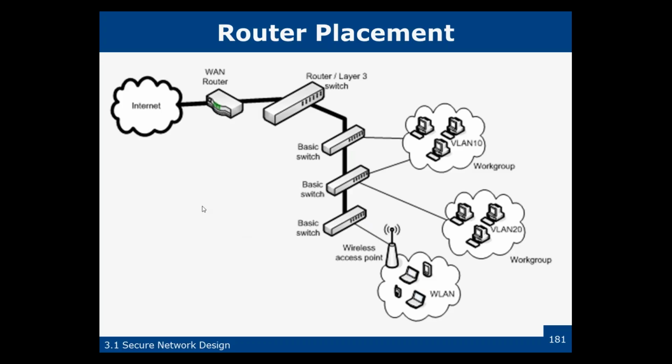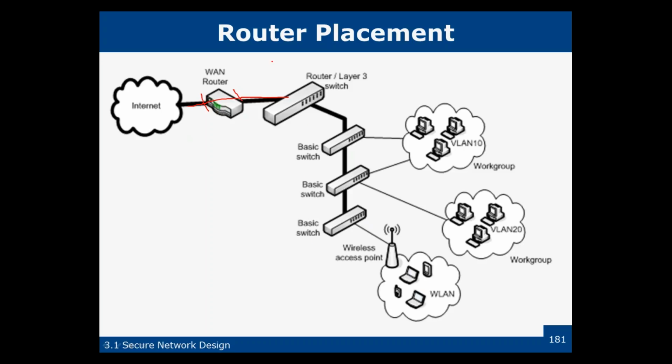This is a router placement. Where do we want our routers to be? In this case, we have a WAN router. This one goes to the internet, the one that's going to translate the Ethernet to whatever protocol we're using here, probably point-to-point protocol, or maybe one of the Cisco proprietaries if we're going from Cisco to Cisco.